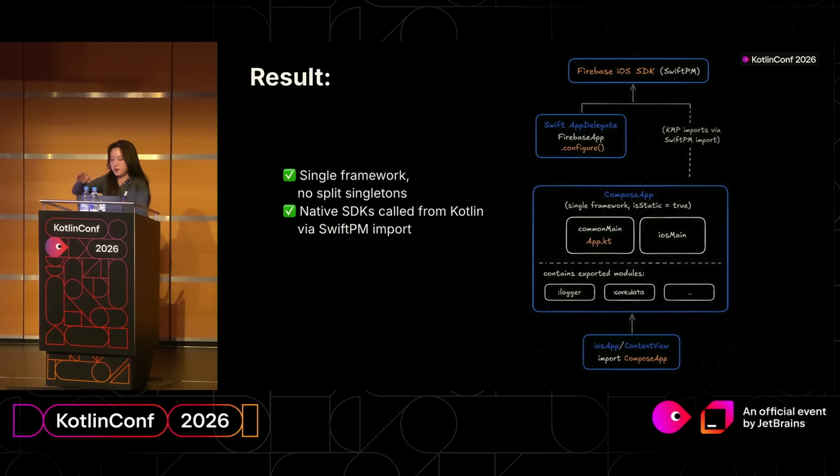Okay, one framework called Compose App, static, and all our Gradle modules, logger, core data, etc., exported through it. From Swift's perspective, there's only one thing to import. The split singleton problem from case study 2 simply can't happen because there's only one binary for the singleton to live in. However, we could still have the benefits of module separation.